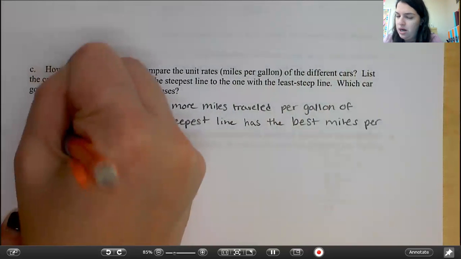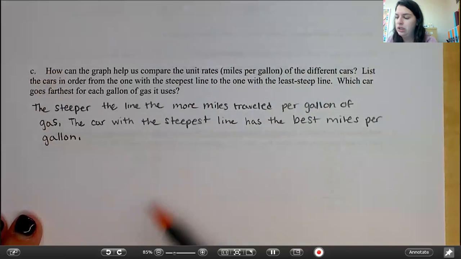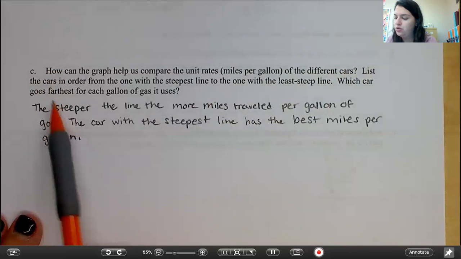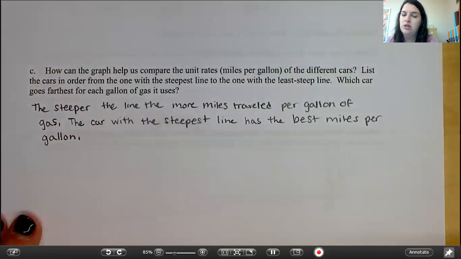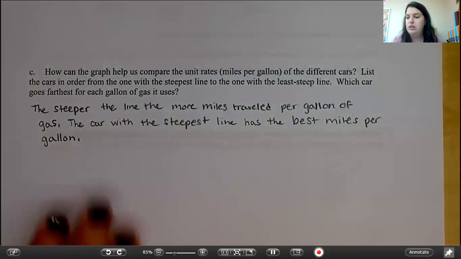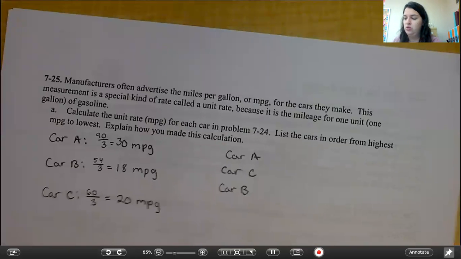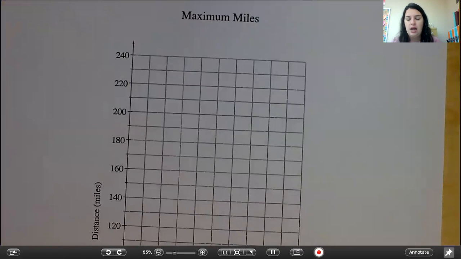So what I want you to do now is look at your graph for cars A, B, and C, and I want you to list them on who goes the farthest for each gallon of gas it uses. So you're going to list them in order from furthest to not, and that is going to be the last thing you do. When you are done, make sure you upload a picture to your Google Classroom assignment. Make sure you also include a picture of the graph because that is part of your notes. As always, if you have any questions, please email me.